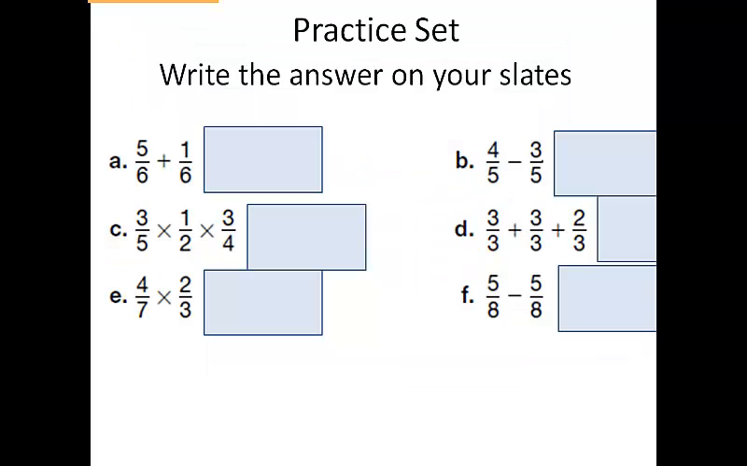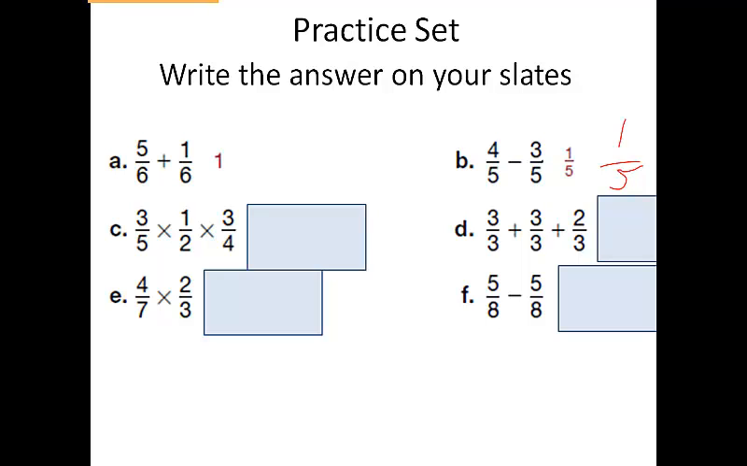See if you can do these. I'll go through and show you the answers. See if you can come up with them. On A, we're going to get a common denominator because it's addition. So we know that the denominator is going to be 6. And 6/6, because 5 plus 1 is 6, is 1. Here on B, we know that our denominator is going to be 5. 4 minus 3 is 1. So 1/5 should be our answer.